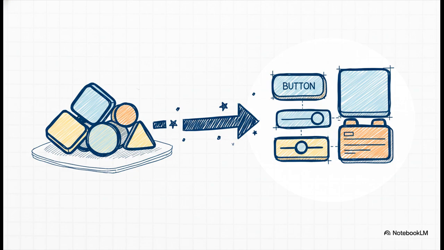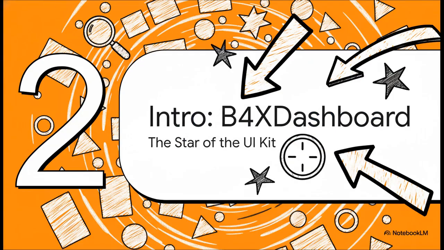The best way to think about a UI kit is like a big box of digital Legos. Seriously, instead of having to build every single button, every menu, every little piece of your app from the ground up, you get this whole library of pre-built parts. And the best part? They're all designed to fit together seamlessly. This means your app looks and feels consistent everywhere, which is exactly what the B4X Daisy UI Kit is all about.